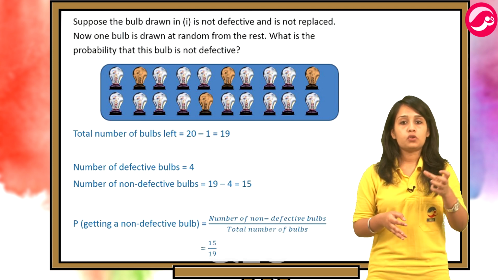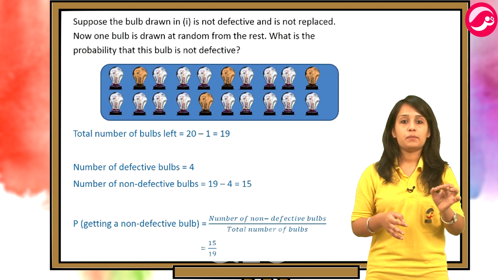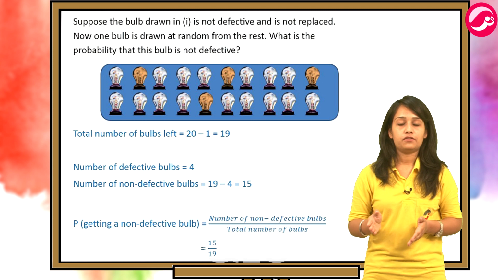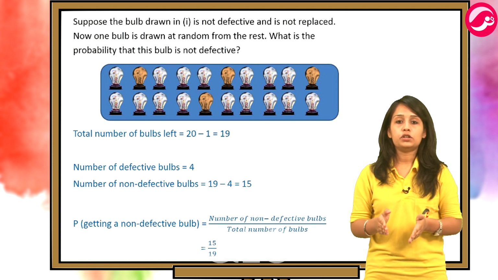इसलिए हम number of non-defective bulbs में से 1 minus कर रहे हैं, as इस केस में हमें assume करना है that removed bulb is non-defective. So probability of getting a non-defective bulb will be equal to 15 by 19.